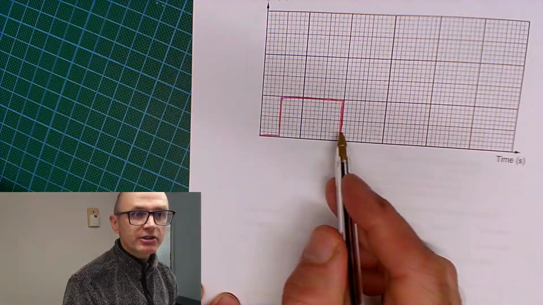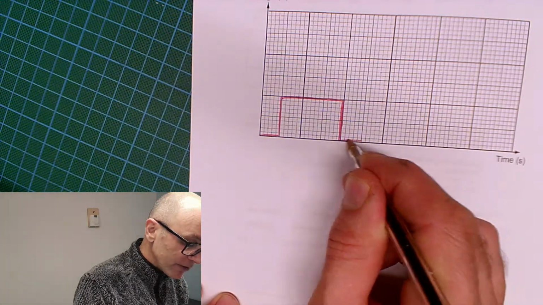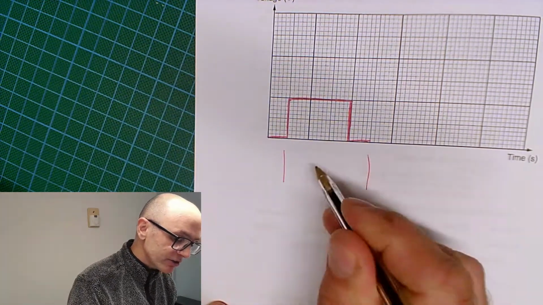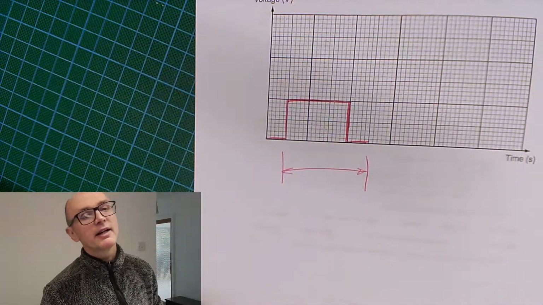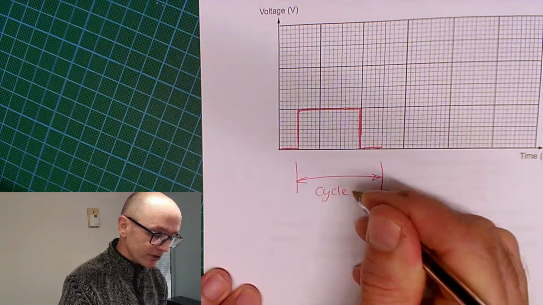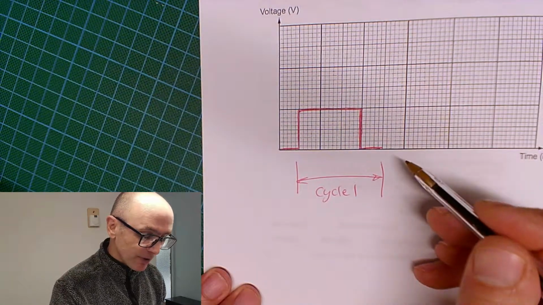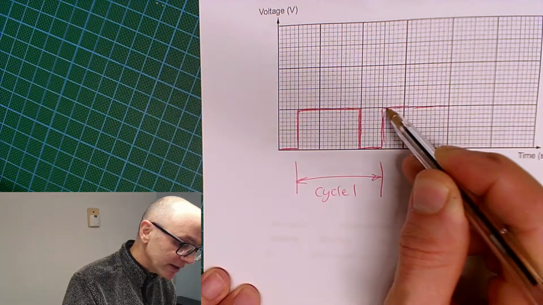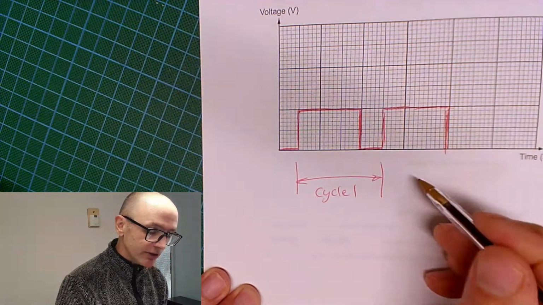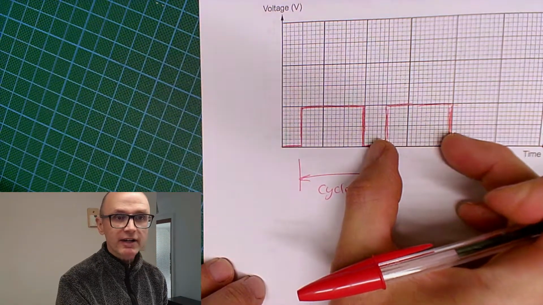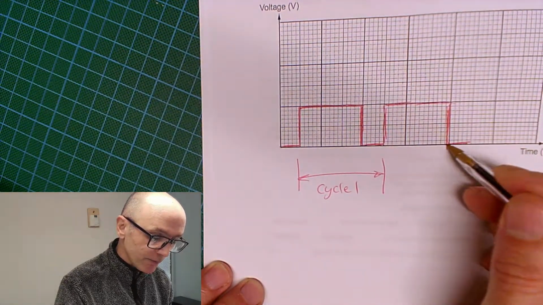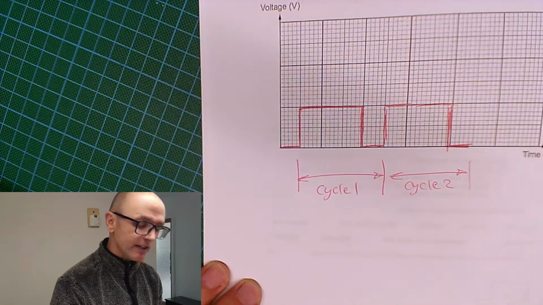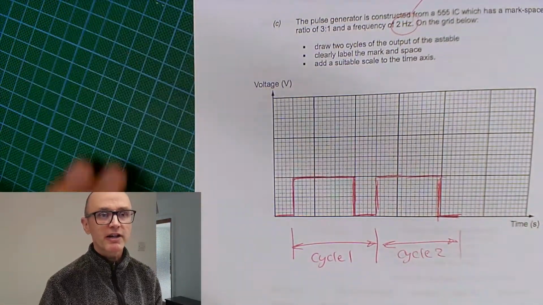So we got 15 squares high, that's the mark, and then we got 5 low, so that's 1 cycle, in other words. They don't actually ask you to annotate the cycle, but let's call that cycle 1 just to add some clarity to it. And let's go for the next time high, so 5, 10, 15. So there we go. All right, so that's the mark. Once again, that's the mark, the time high, and then we've got time low. So that's cycle 2. Like I say, they don't actually ask you to label the cycles, but I think that's going to be useful.